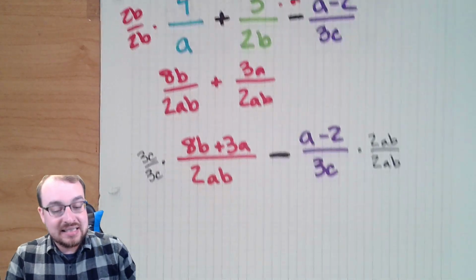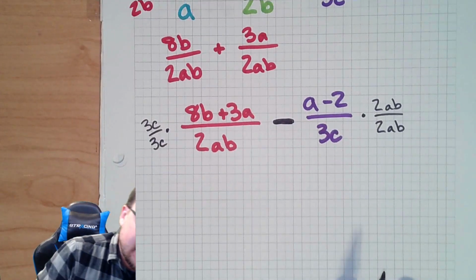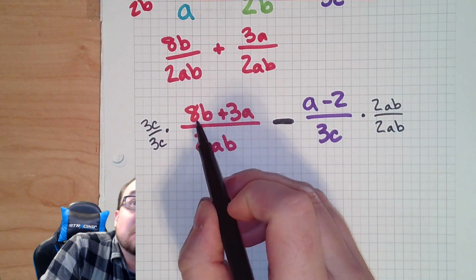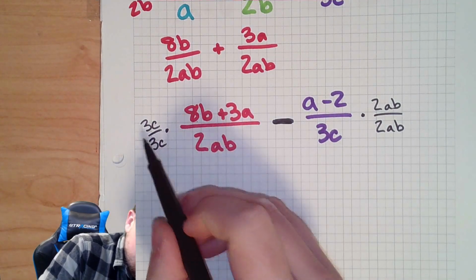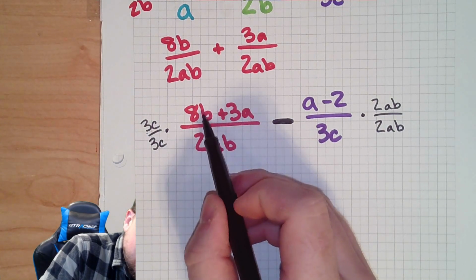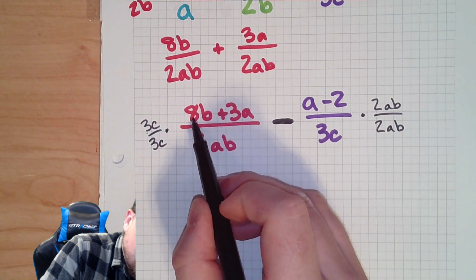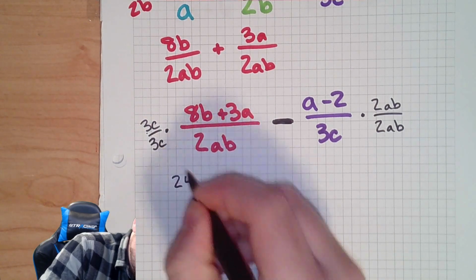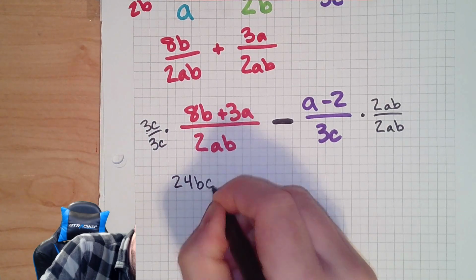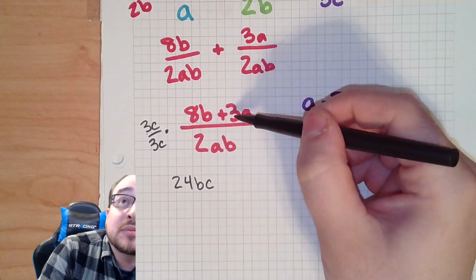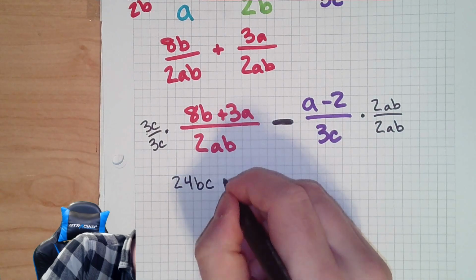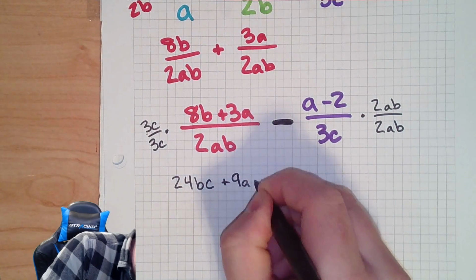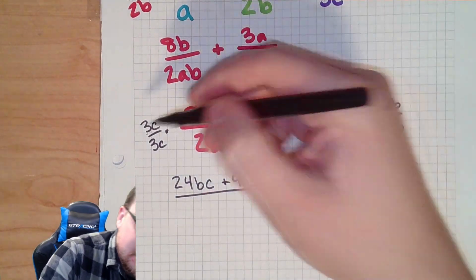And what I get is this result. I get 3c times both terms in the top. So 3c times 8b is going to get me 3 times 8, which is 24, and b times c, which is just bc. And of course, I multiplied to this term as well, so I'm going to get 9ac here, plus 9ac. So distribute to both terms.